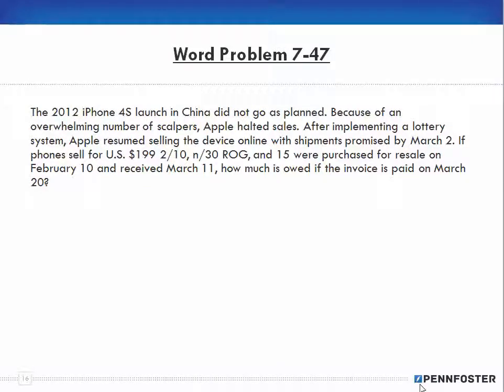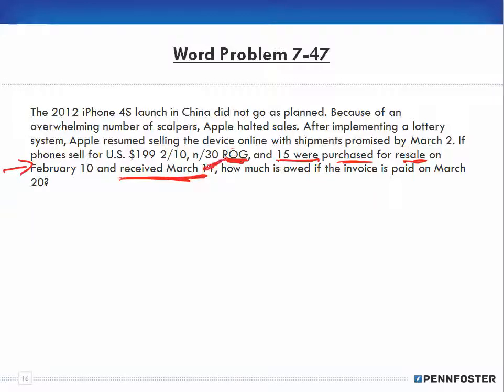7-47. Okay, I'm at 11 minutes, and I'm going to try to go through this one here. In 2012, iPhone 4S launched in China did not go as planned. Because of an overwhelming number of scalpers, Apple halted sales. After implementing a lottery system, Apple resumed selling the device online with shipments promised by March 2nd. If phones sell for US $199, 2% 10, net 30 receipt of goods, and 15 were purchased for resale on February 10th and received on March 11th.